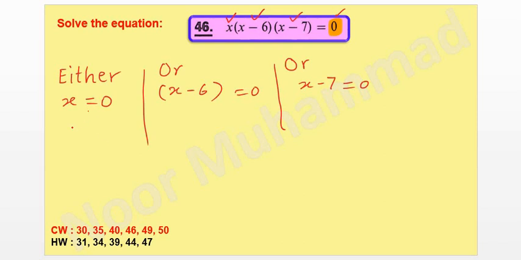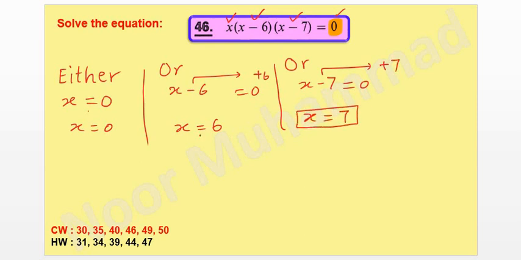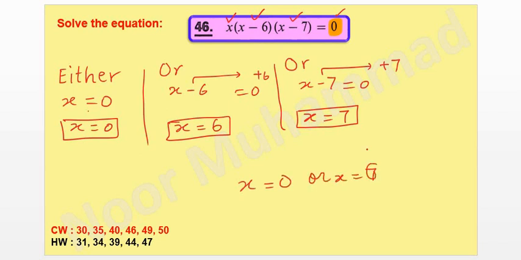So clearly this one is already solved. It's x equals 0. From here you can move this negative 6 to the other side, so it changes into positive 6, and finally we get x equals 6. And here you can move negative 7 to the other side, it changes into positive 7, and x equals 7. So we are getting these three possible values of x. We can write x equals 0 or x equals 6. Let me write it clearly: x equals 6 or x equals 7. So this is the final answer.